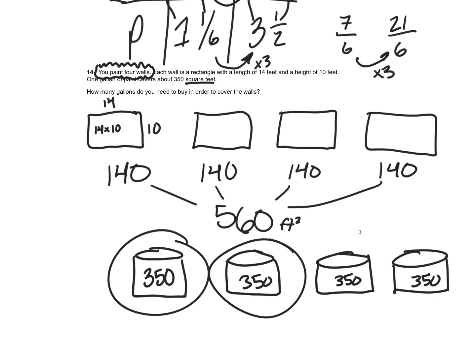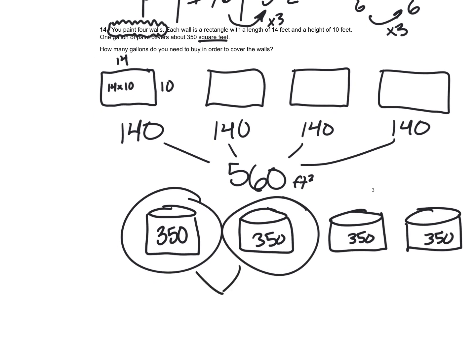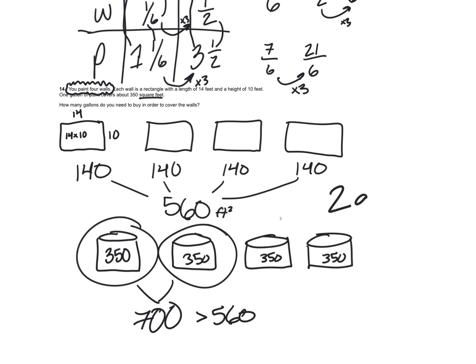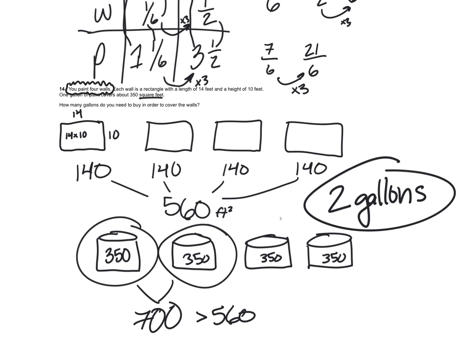How about 2? Well, 350 plus 350, that's going to be 700. All right, 700 is bigger than 560, meaning I have enough to cover and then some. So how many gallons would I need? I would end up needing 2 gallons, just like that.